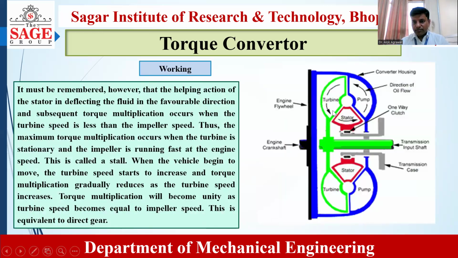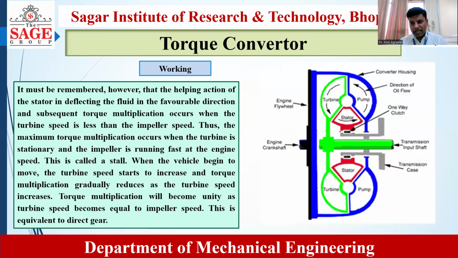This is the figure which needs to be used in your exam. Once the stator deflects the fluid in a favorable direction, what is happening? It multiplies the torque as the engine speed increases. Thus, the maximum torque multiplication occurs when the engine speed is high and the turbine is in a stationary position.